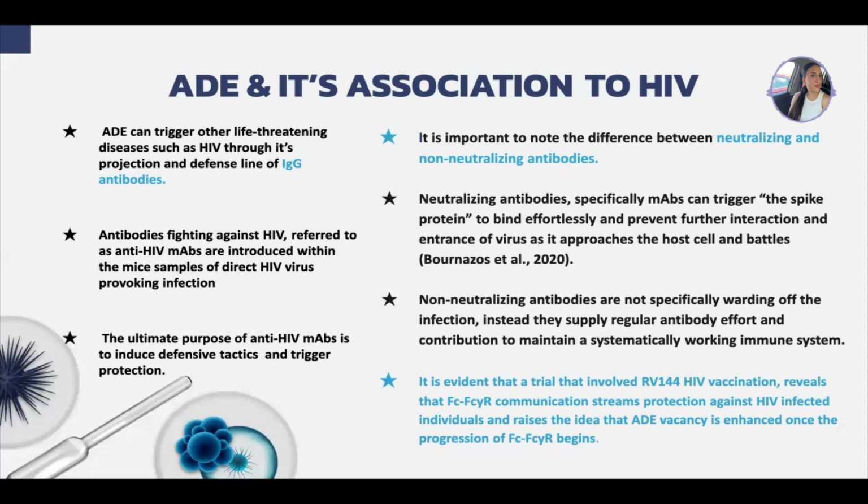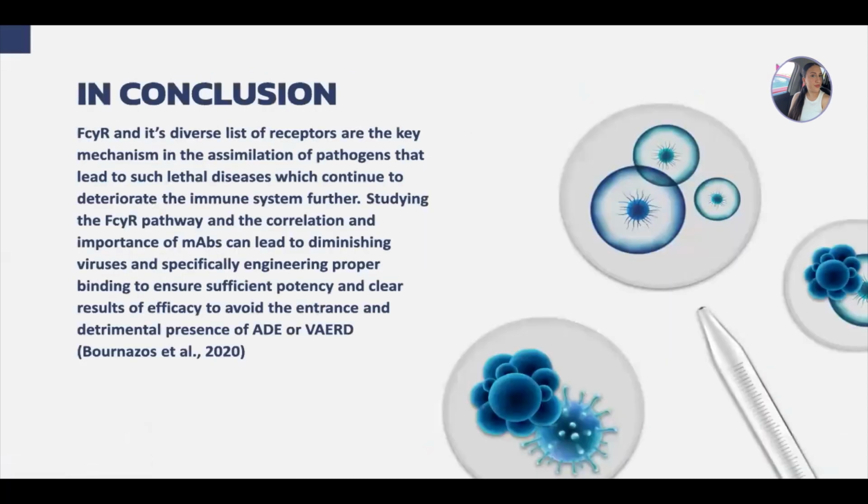It's evident that a trial that involved RV144 HIV vaccination presented interaction with FCYRs that stimulate Fc effector functions is highly correlated to the presence of non-neutralizing IgG antibodies, revealing that Fc and FCYR communication strains protection against HIV-infected individuals, and raises the idea that ADE vacancy is enhanced once the progression of FCYR and Fc begin. In conclusion, FCYR and its diverse list of receptors are the key mechanism in the assimilation of pathogens that leads to such lethal diseases, which continue to deteriorate the immune system further.